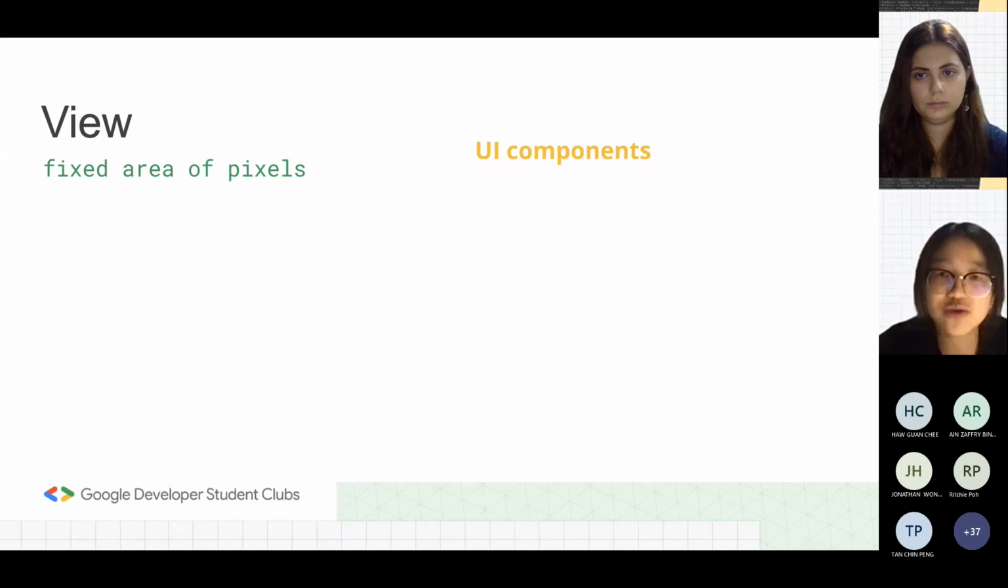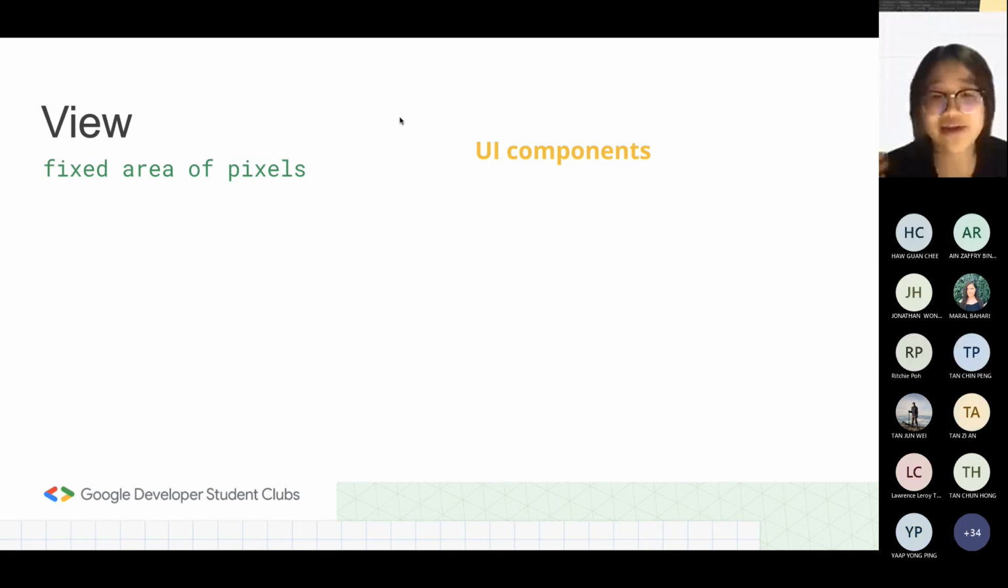A view in Android is defined as a fixed area of pixels. So what is a pixel? A pixel is the smallest addressable element. It's like one dot or one square that makes up an image on your computer screen. And the more pixels there are, the more accurate and real your image will look.